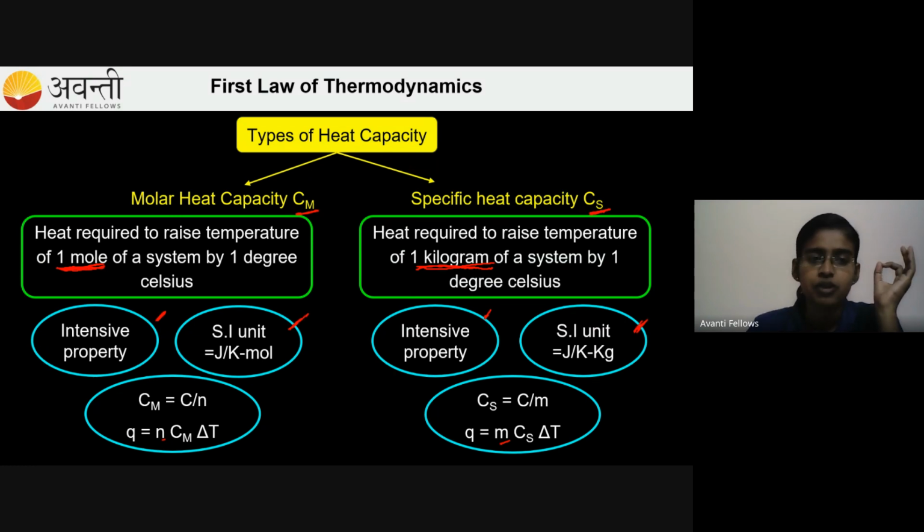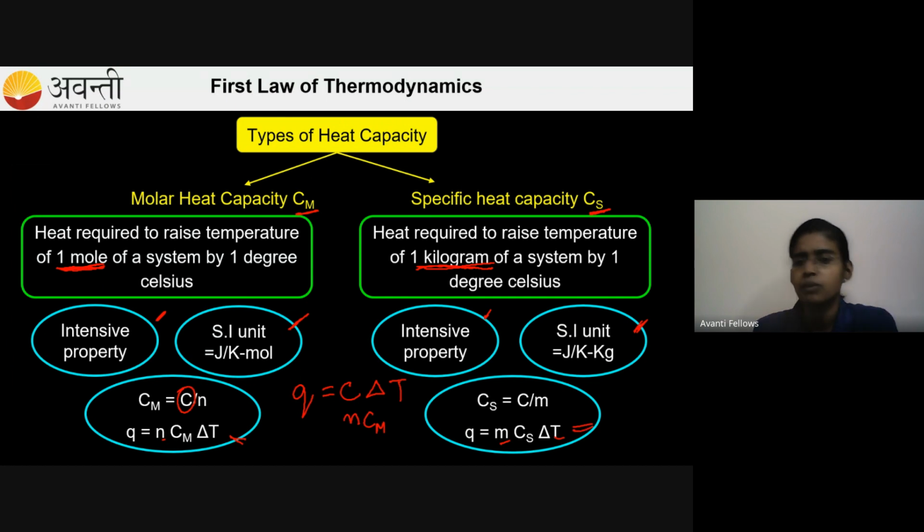The formula, which is very important, is Cm is equal to C by n. So we get Q is equal to n into Cm delta T. We got Q is equal to C delta T in the previous slide, and now in place of C we substitute n into Cm. And here Q is equal to m into Cs delta T. All three formulas are very, very important. So this is about Cm and Cs.